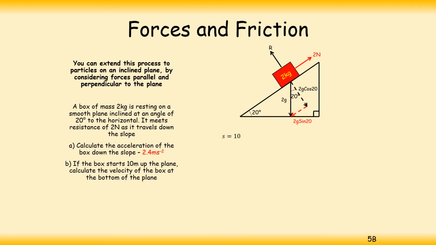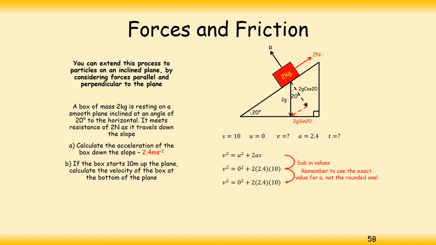So for part B, we want to find the speed of the box at the end. The distance travelled is 10 meters. It was released from rest, so u is equal to 0. v is what we're trying to find. a we worked out, which is 2.4. And t we're not interested in. So using simple SUVAT, we know we need v squared equals u squared plus 2as. Substituting the values, u is 0, so 0 squared plus 2 times 2.4 times 10.